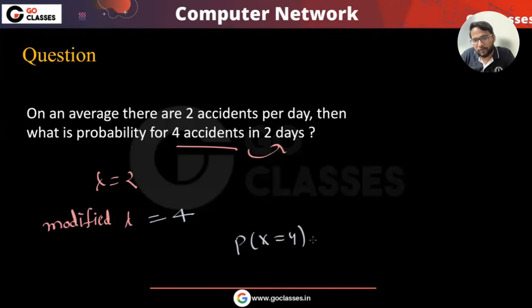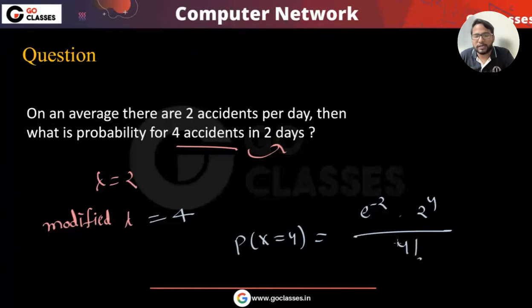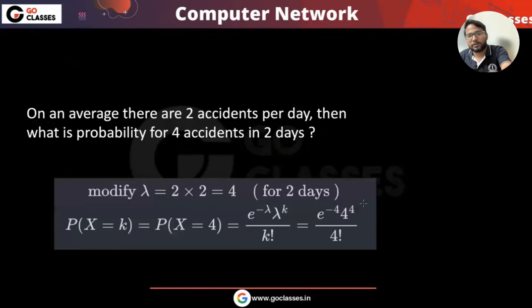Now you can apply the formula, which is e power minus lambda into lambda power K upon K factorial. So here, sorry, this lambda is 4. Here the lambda is now 4. Yeah, this is the answer.